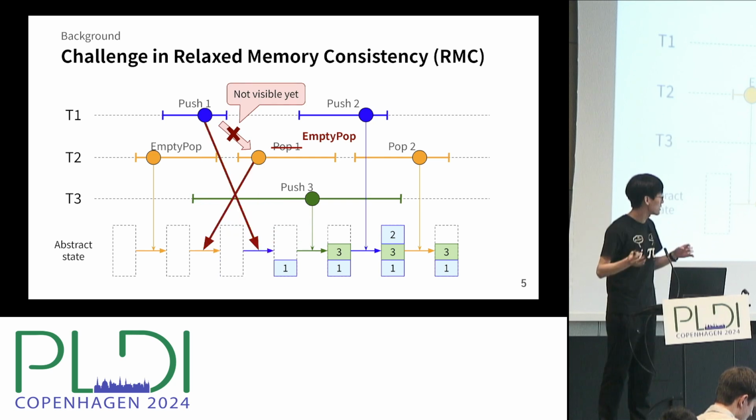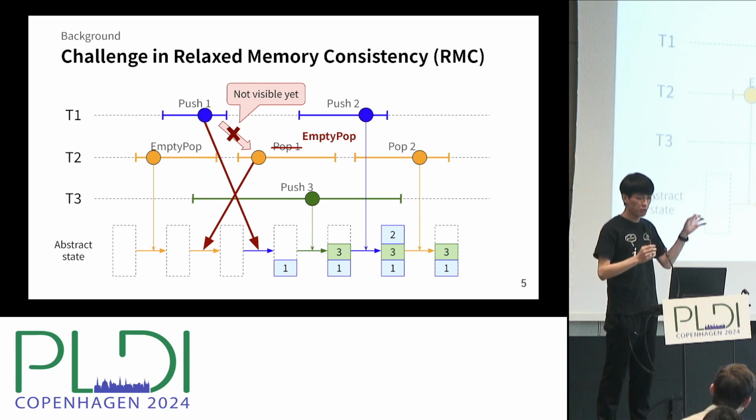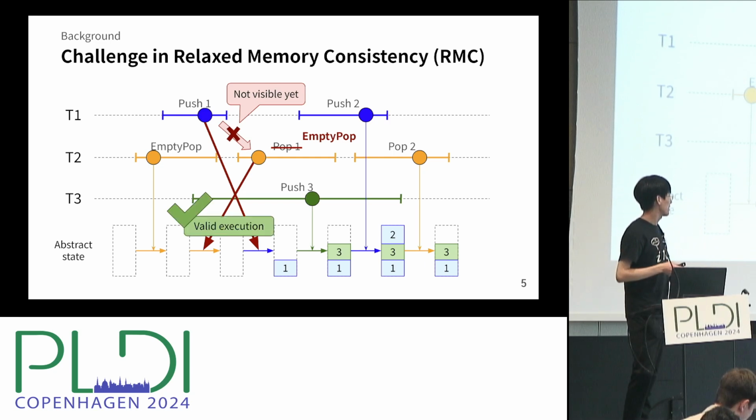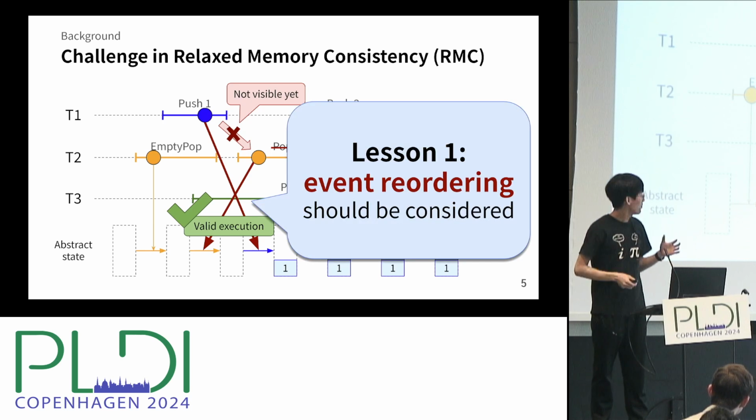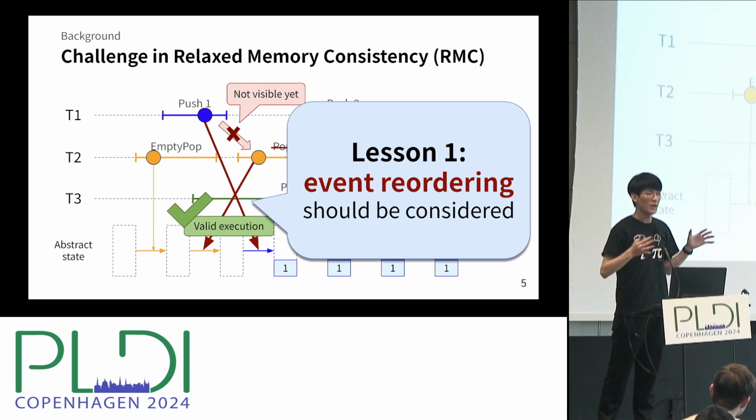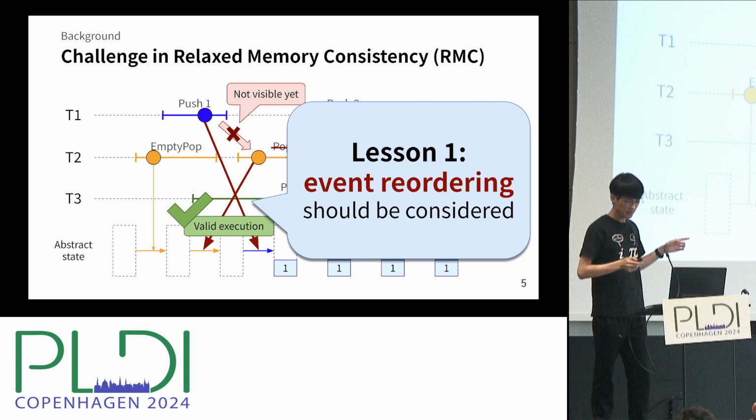So to explain this behavior, we have to consider the reordering between events. In particular, if we reorder push 1 and empty pop as shown on the screen, then you can easily see that the linearized execution now satisfies the sequential behavior of the stack. So in summary, the lesson from this is that in weak memory consistency, we have to consider the event reordering. However, this event reordering should not happen too much.